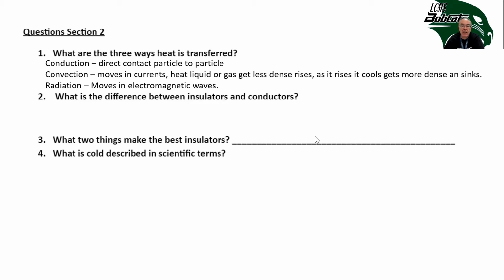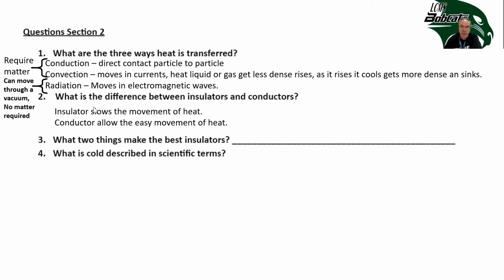Radiation is the heat transfer where it moves in electromagnetic waves. It's important to remember that the first two require matter because you have to have particles, you have to have a substance for the heat to move particle to particle in direct contact. And of course, if there's going to be a convection current, you need either a liquid or a gas, so you have to have matter. Radiation can move through a vacuum and no matter is required.